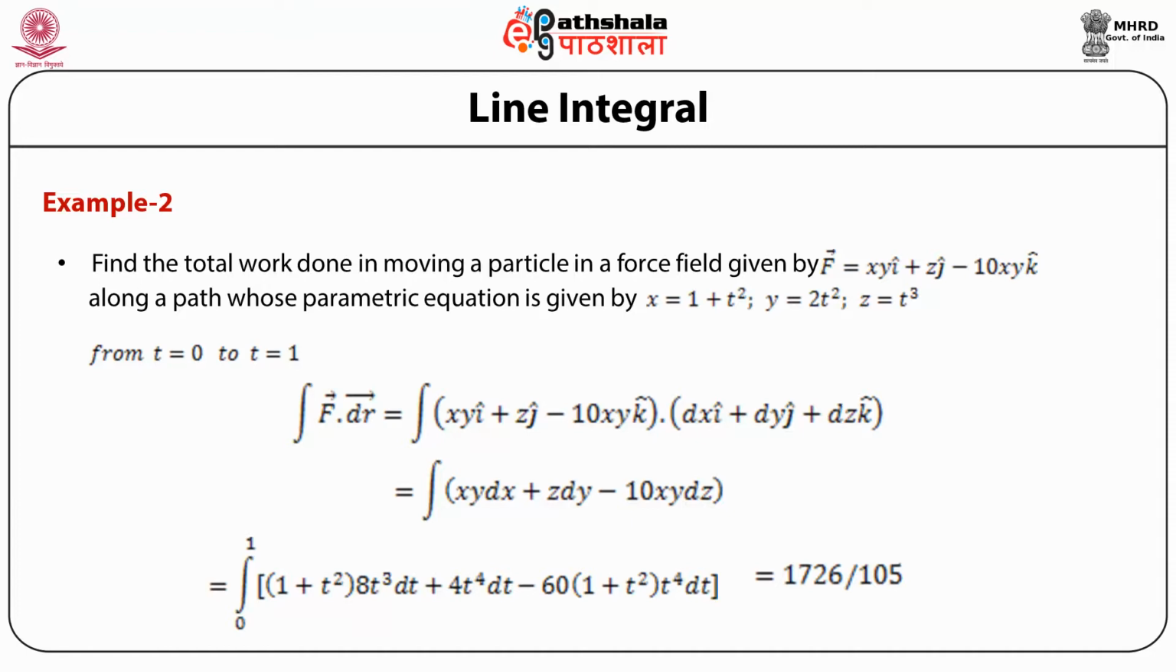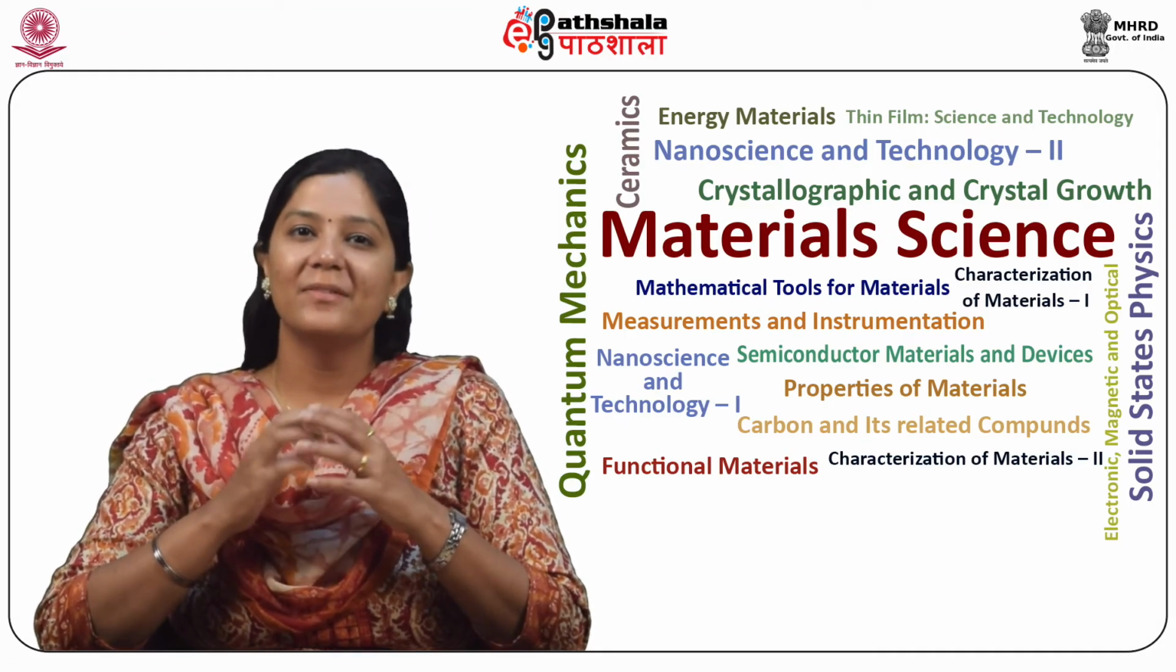So the integral of F·dr is equal to the integral of (xy i cap + z j cap - 10xy k cap)·(dx i cap + dy j cap + dz k cap), and the integral of xy dx + z dy - 10xy dz is equal to the integral from 0 to 1 of [(1 + t²) 8t³ dt + 4t⁴ dt - 6(1 + t²) t⁴ dt], which equals 1726 divided by 105.